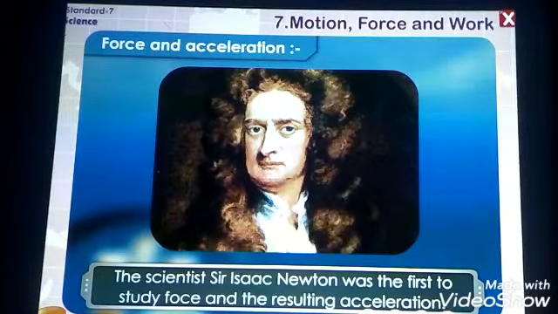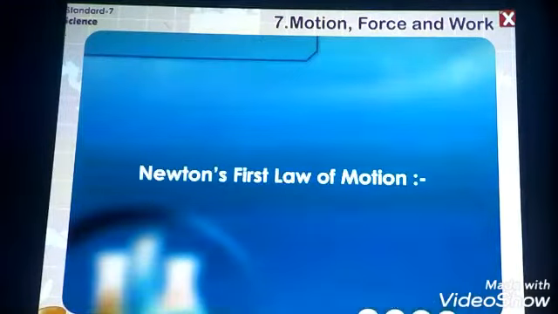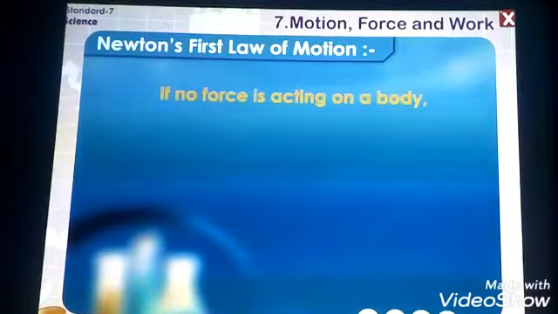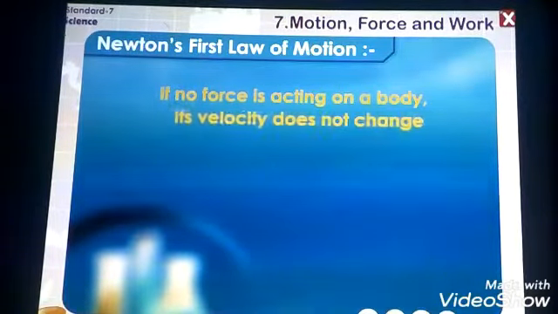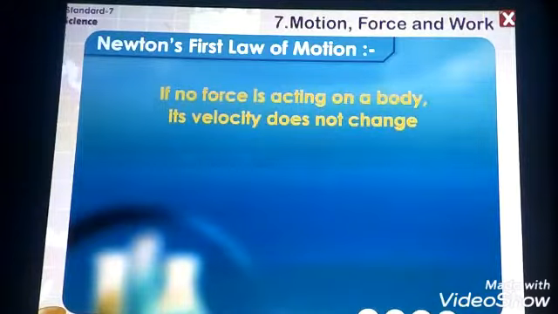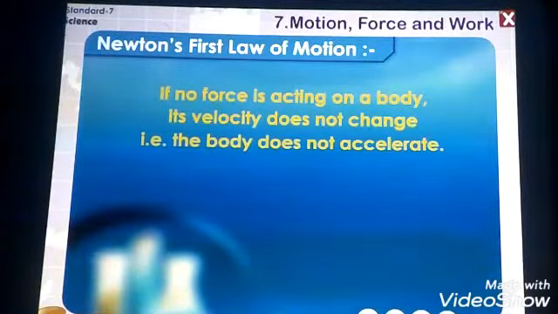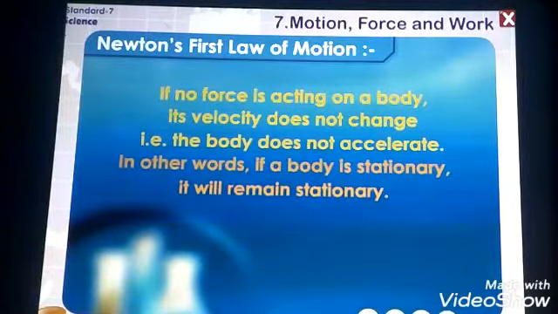The scientist Sir Isaac Newton was the first to study force and the resulting acceleration. Newton's first law of motion: if no force is acting on a body, its velocity does not change. That is, the body does not accelerate. In other words, if a body is stationary, it will remain stationary.